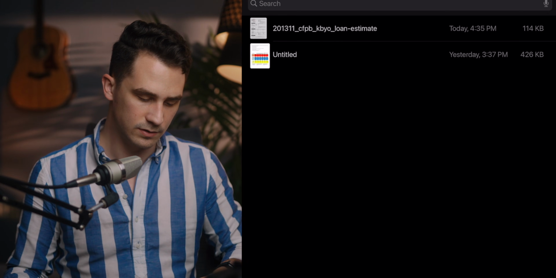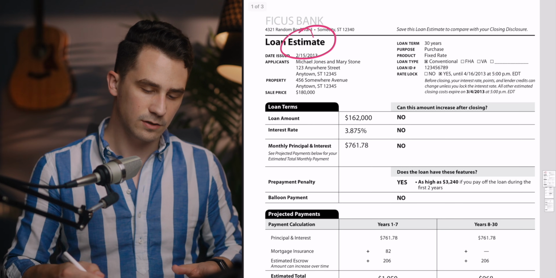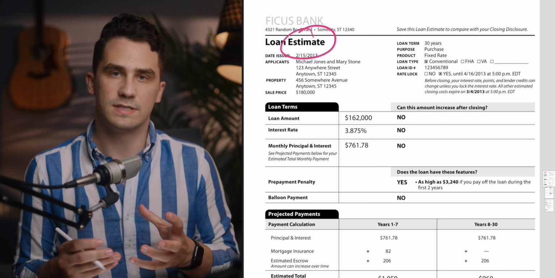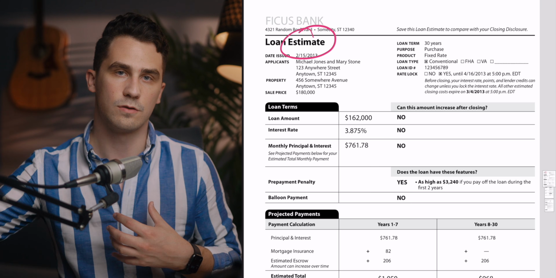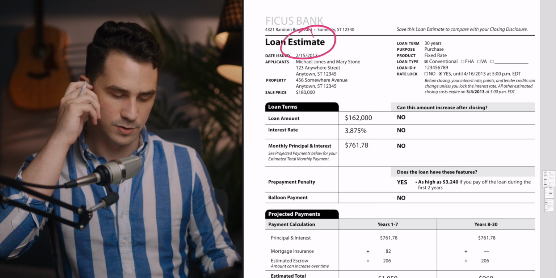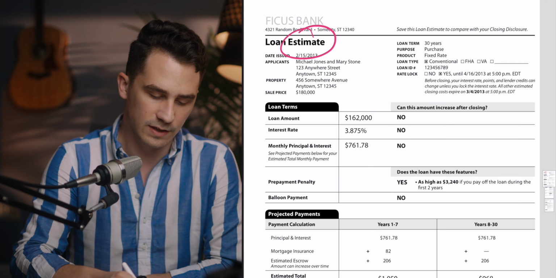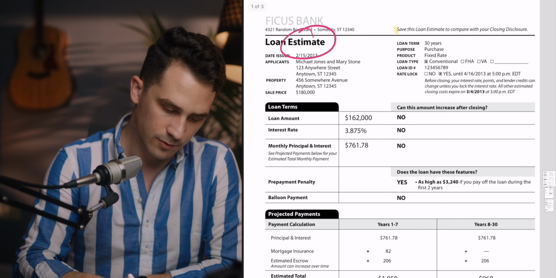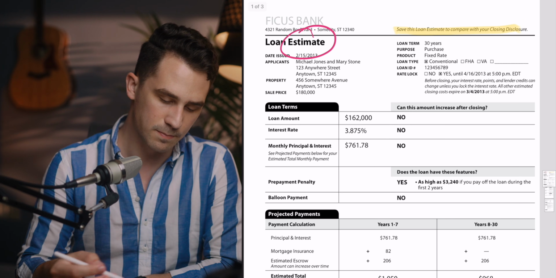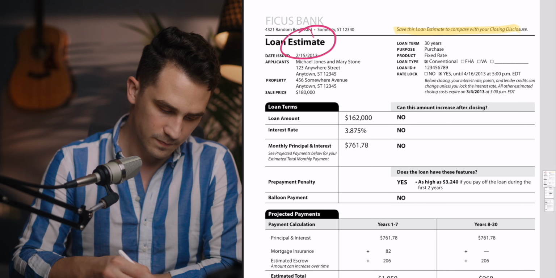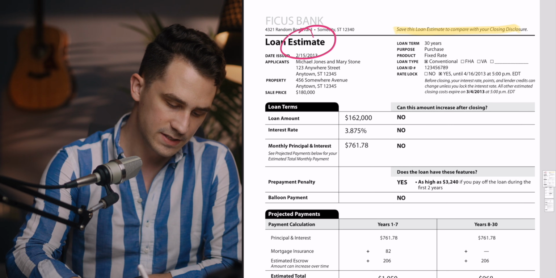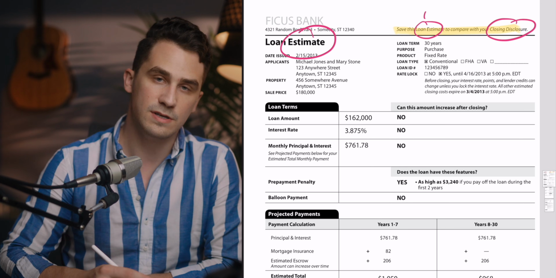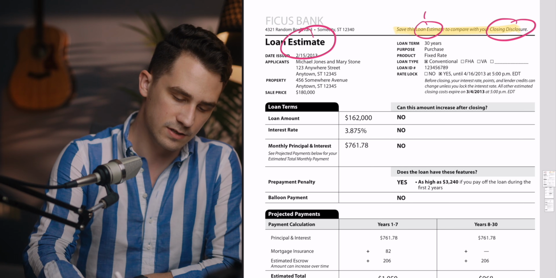So let me hop back over to the loan estimate here. A closing disclosure is similar, but there are multiple different types of estimates you're going to be getting through your home purchase. All right. So let's talk about this first section here, and we'll cover this a little bit more in detail. It says, save this loan estimate to compare with your closing disclosure. So this is the loan estimate here. This is the first disclosure that we're going to get. There's a disclosure near the end of the process called a closing disclosure.